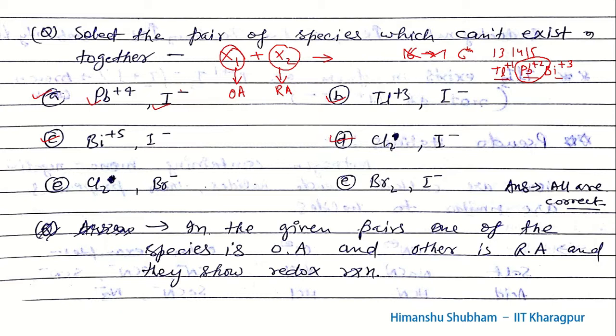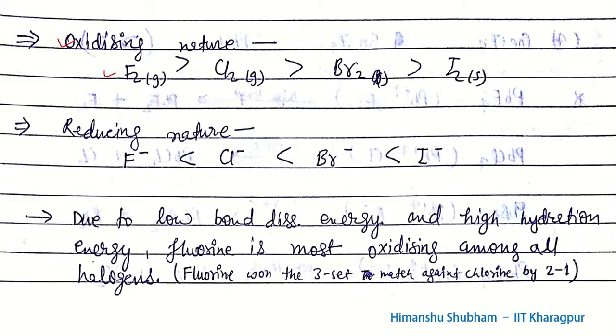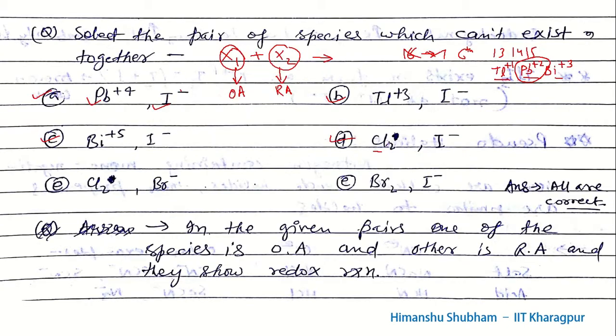For the D part also we have Cl2. Now we have learned that Cl2 is a good oxidizing agent, and I2 and I− are good reducing agents. So these two again are a good oxidizing agent and a good reducing agent, so they cannot exist together. And similar is the explanation for the E part and the F part.